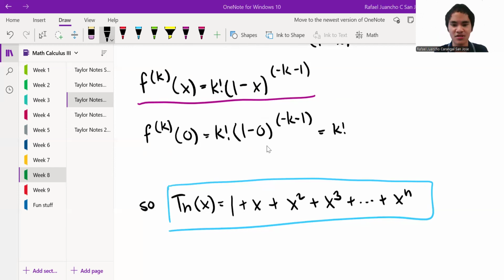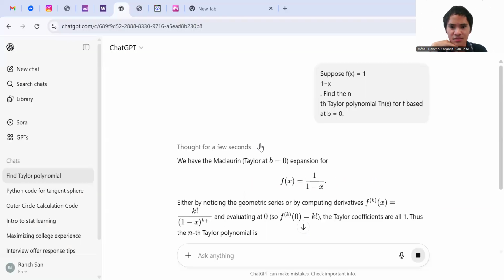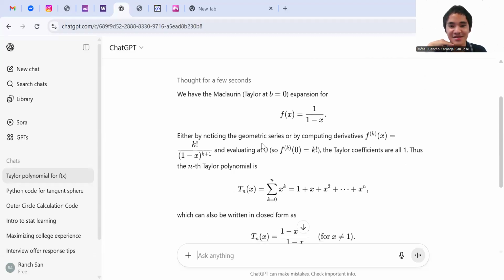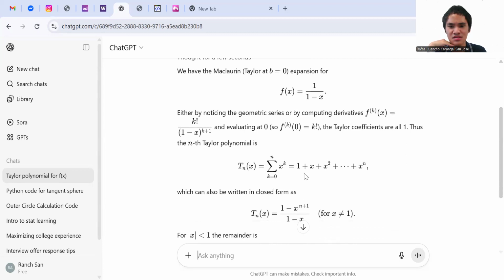Oh wait, let me try this. I'll ask GPT, see what it can do here. Just test the AI out. Okay, I'll share the screen. This is GPT. They have a name for it. Maclaurin geometric series. Oh, it got it so quick. What in the world? That is quick, crazy quick.